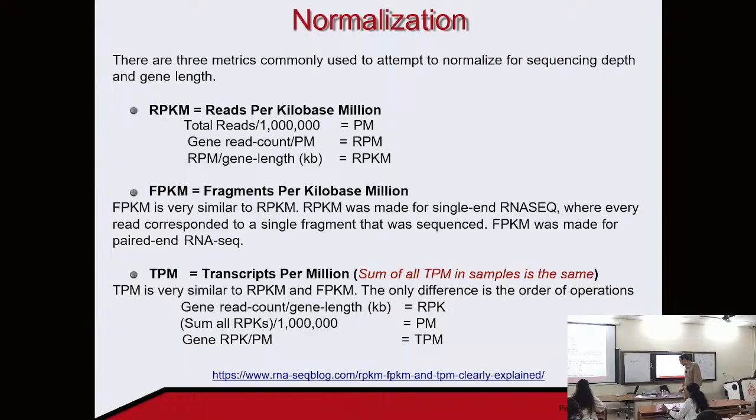So this is RPKM, and similar to RPKM is FPKM. FPKM is analogous to RPKM. The only difference is RPKM has often been used for single end sequencing, and FPKM is used for paired end sequencing. And more recently TPM, which is transcripts per million, has been adopted by users. This is also a normalized metric, and a characteristic of it is that the sum of all TPMs in a sample is the same.